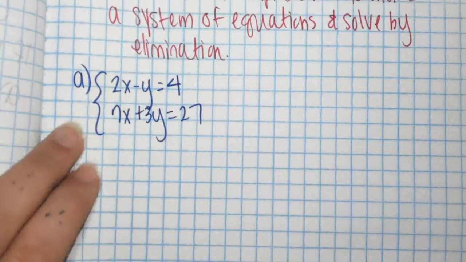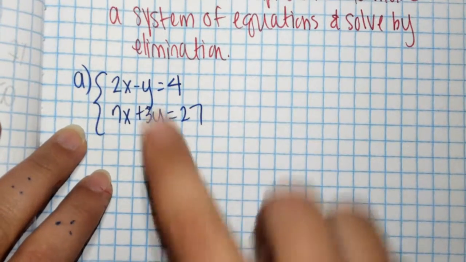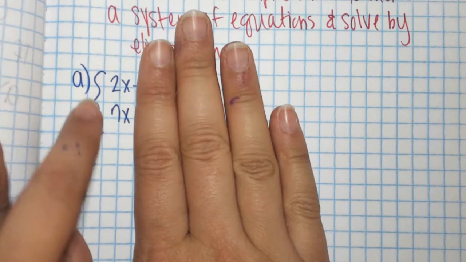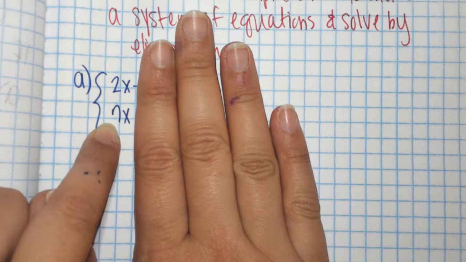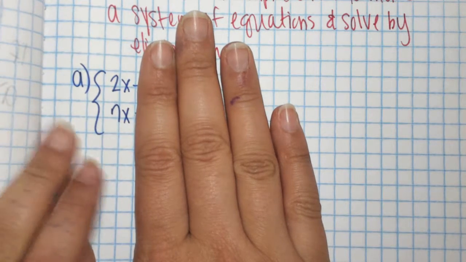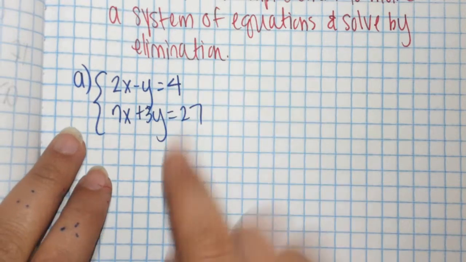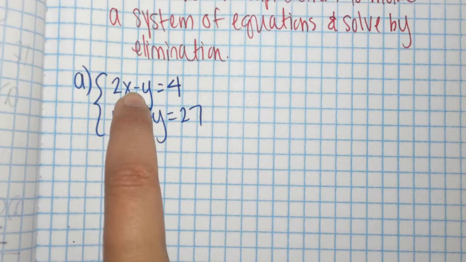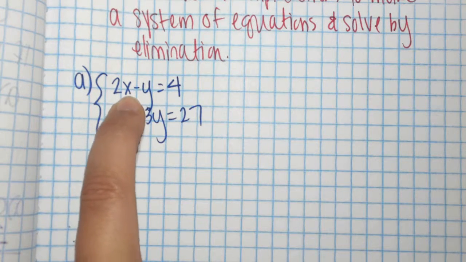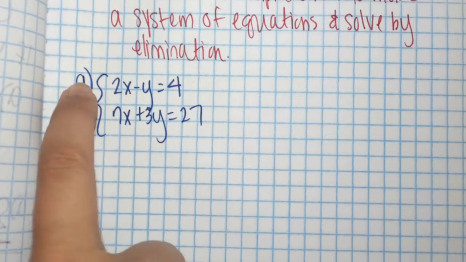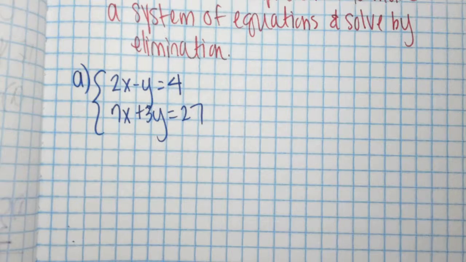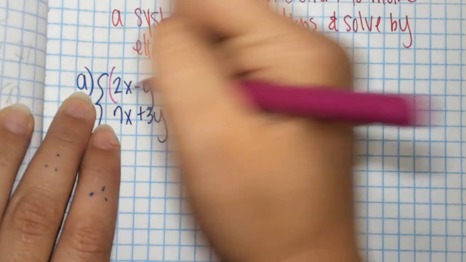Now, we are looking for variables that have opposite signs. Do our x values have opposite signs? No. Do the y's have opposite signs? Now, can we multiply this by anything to get 1? We could, but it would be gross fractions. Let's not do that. Can we multiply the top by anything to get 3? Yes. Alright, so we're going to multiply everything on the top by 3.